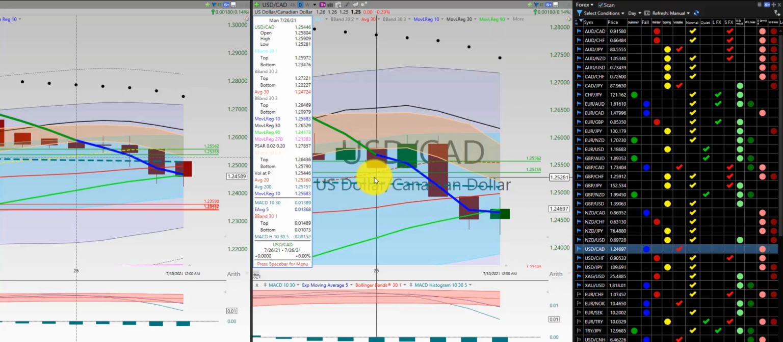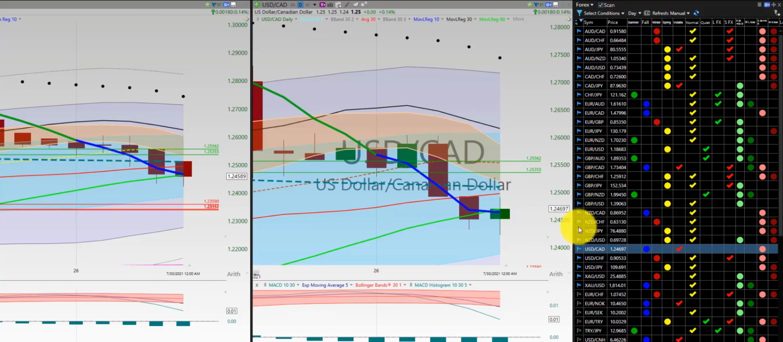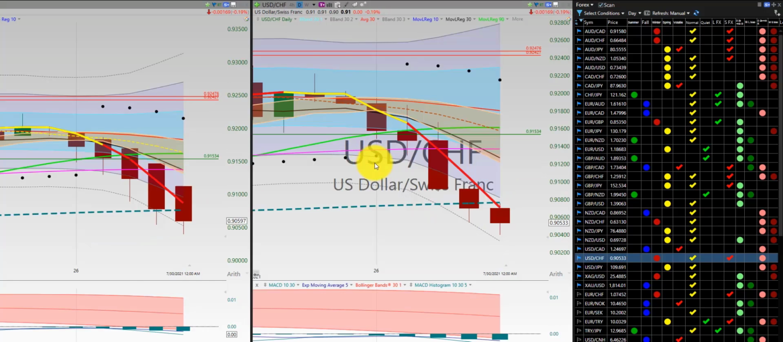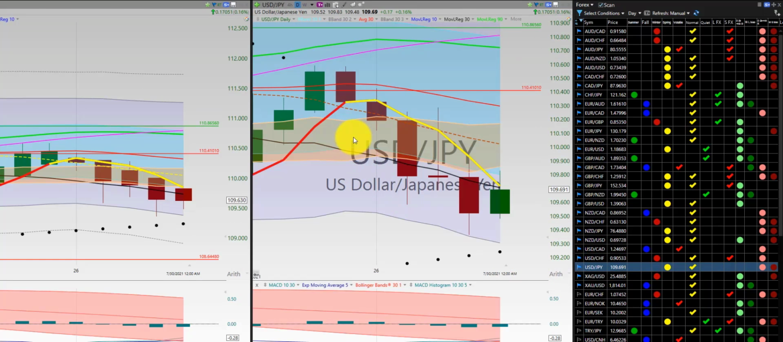US Canadian dollar, initial trade here, out for a loss. Initial trade here, out for a 1-2 out. So no further trade the rest of the week. US dollar Swiss franc, beautiful trade for a nice 1-2-3 punch out, and it just continues to go down at that point. US dollar Japanese yen, that was Friday.